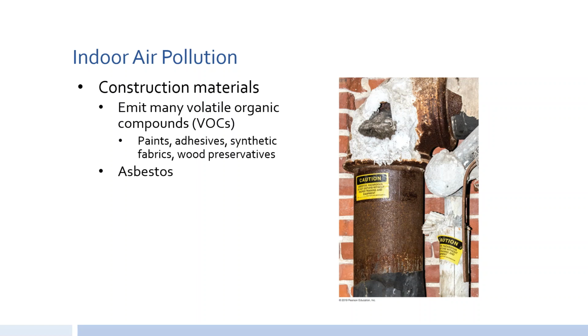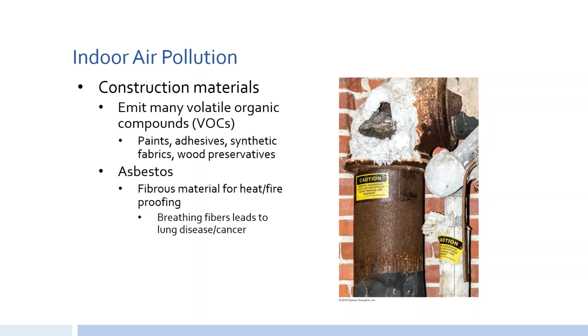Also, we used to use asbestos. That's what this picture is right here. Asbestos is a fibrous material that was used for heat and fireproofing. And we now know that breathing in the fibers leads to lung disease and cancer. It was banned in 1973, but lots of buildings still have asbestos in them. When Storm Hall was being renovated on campus, they were pulling out things that have asbestos in them, so you have to be very careful in how you dispose of asbestos.